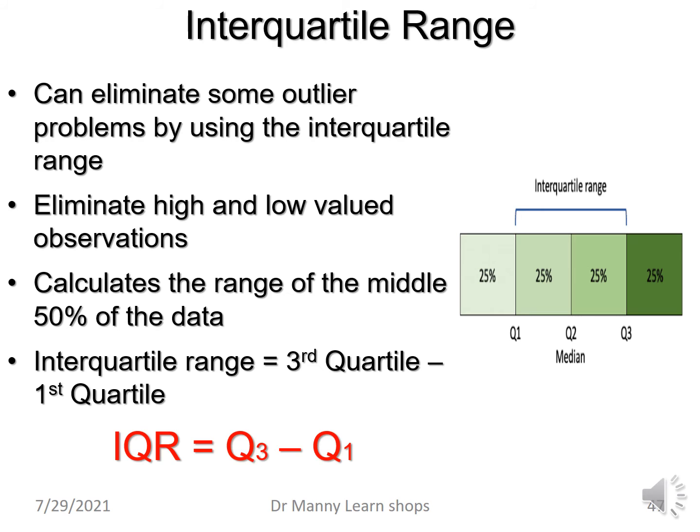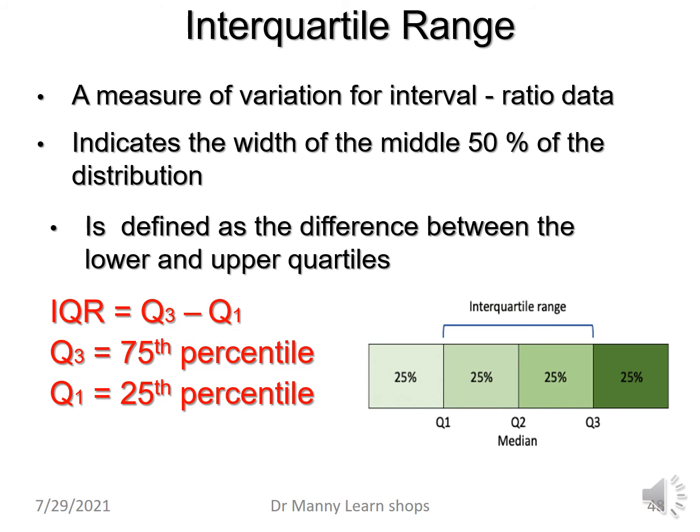Then you've got the interquartile range. This can eliminate some of the problems related to range in relation to outliers, because it eliminates the high and low value observations and calculates the range of the middle 50% of the data. The interquartile range equals the third quartile minus the first quartile. It is a measure of variation for interval and ratio data, and it indicates the width of the middle 50% of the distribution, closer to the median. It's defined as the difference between the lower and upper quartiles. The third quartile is the 75th percentile, and the first quartile is the 25th percentile.